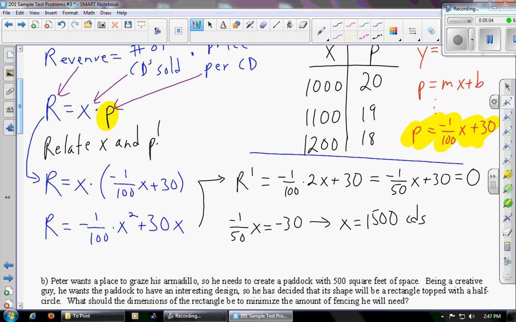We'll go ahead and use the equation highlighted in yellow to find the corresponding price. So according to the yellow, it's negative 1 over 100 x, and we just figured out the best x is 1,500, plus 30. So that gives us negative 15 plus 30, which is 15, and P is the price, so that's $15. So what that means is that we should charge $15. We will sell 1,500 CDs, and those things together will give you the maximum possible revenue.